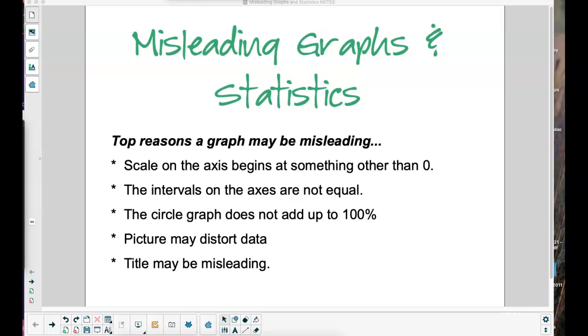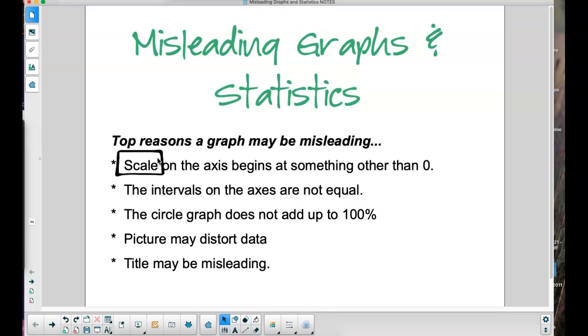Okay, so on page 9 of your notes packet, there's not a whole lot of notes today. It's just some blanks for you to fill in. The top reasons why we may see a misleading graph: you're going to fill in the blanks here. The scale on the axis begins at something other than 0. Fill in that word in the blank, and then we'll talk about all of these. Other than 0. Those are the two you need to fill in.